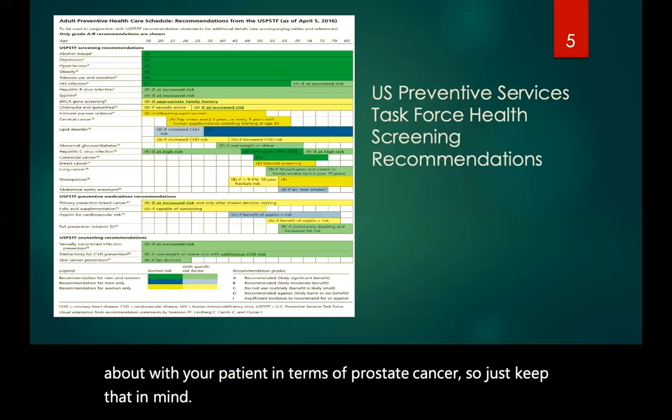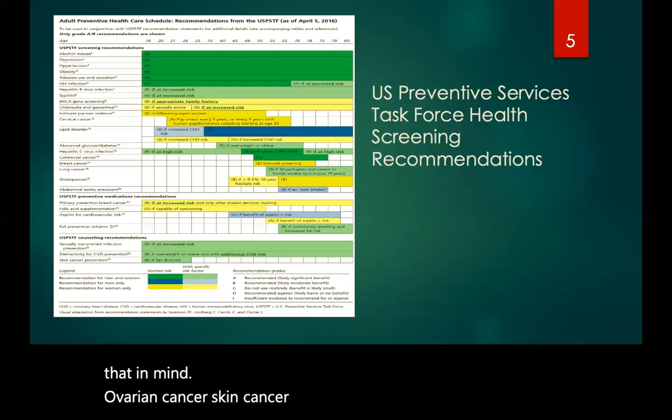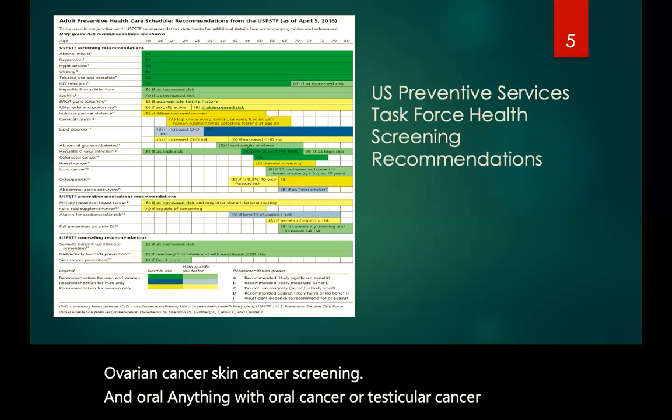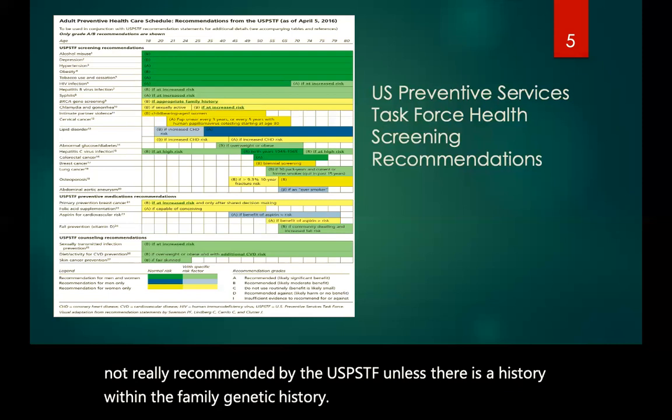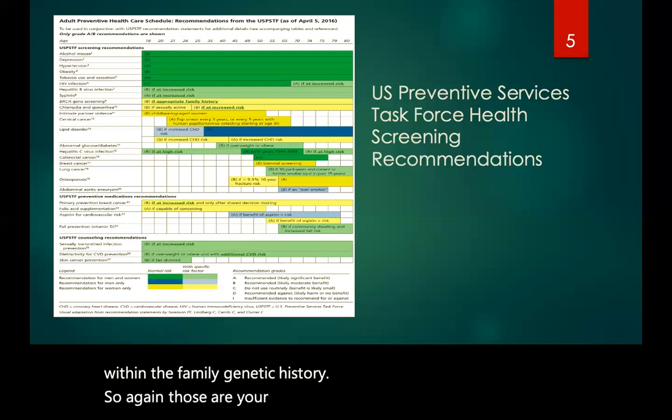Ovarian cancer, skin cancer screening, and anything with oral cancer or testicular cancer. Those are not really recommended by the USPSTF unless there is a history within the family, a genetic history. So again, those are your screening recommendations from the USPSTF.